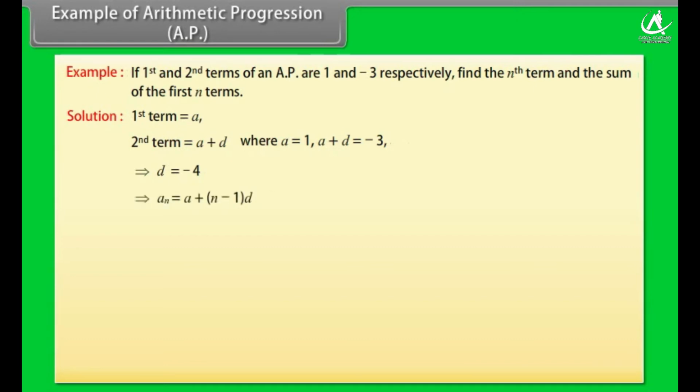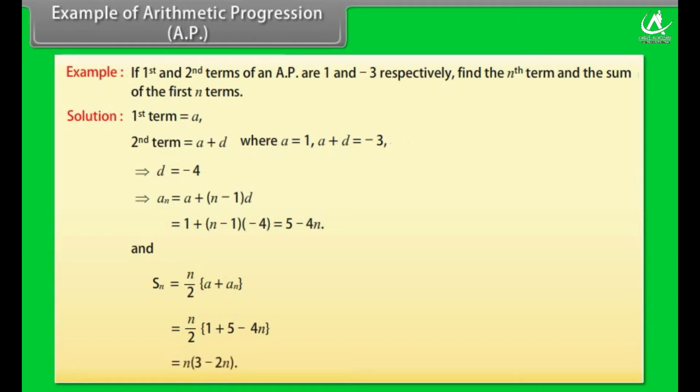It implies an is equal to A plus n minus 1 into D, which is equal to 1 plus n minus 1 into minus 4, which is 5 minus 4n. And Sn is equal to n by 2 into a plus an, which is n by 2 into 1 plus 5 minus 4n. It gives Sn is equal to n into 3 minus 2n.